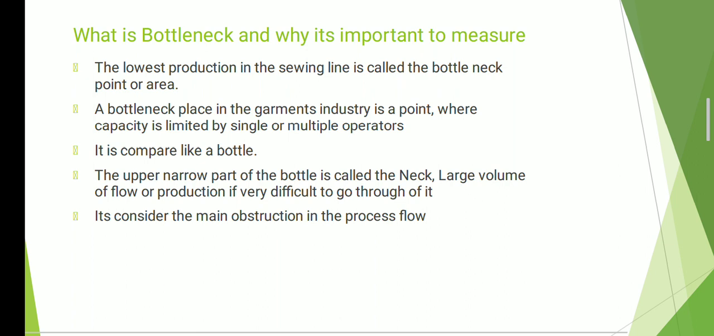In a bottleneck point, capacity is limited. It's limited by a single or multiple operators. It's compared to a bottle where goods or garments are gathered, more WIP is processed, and production goes under capacity. In any bottle, we see the upper narrow part of the bottle is called the neck. So a large volume of production finds it very difficult to go through this narrow shape. It is a metaphoric comparison, and it's considered the main obstruction in the process flow.